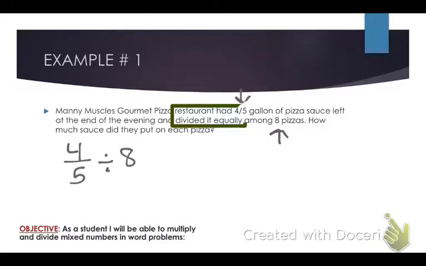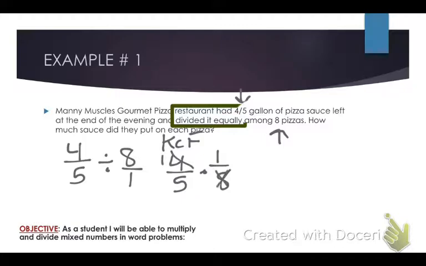Okay, we first need to change that 8, that whole number, into a fraction, so it would be 8 over 1. Then we're going to keep, change, and flip, which would be 4/5 times 1/8, and we're going to go ahead and pre-simplify since we can. 4 and 8 have a common factor. The common factor is 4. How many 4s are in 4? 1.